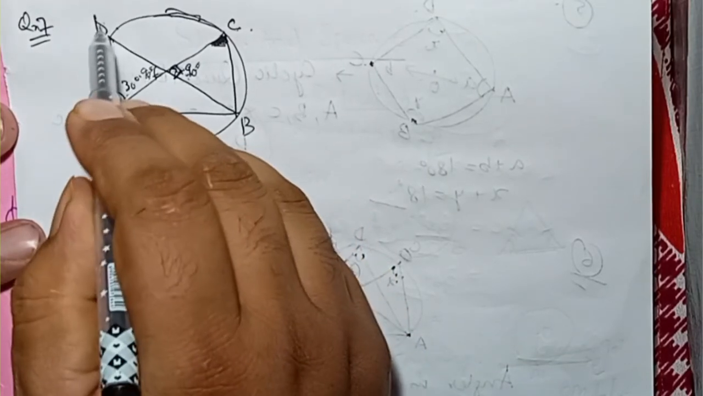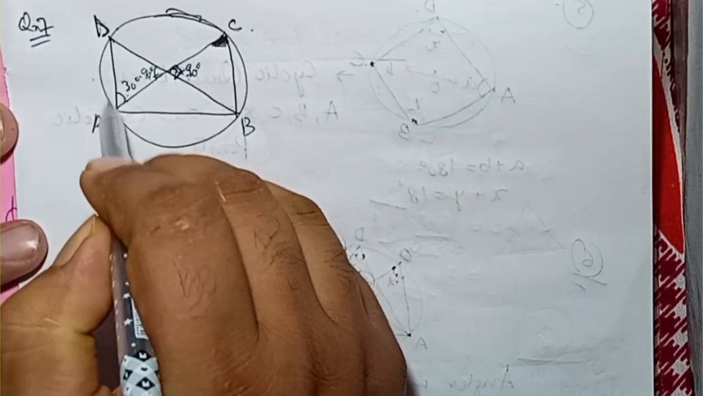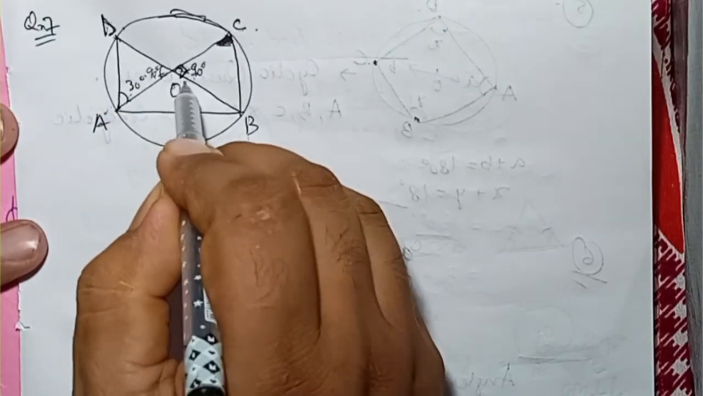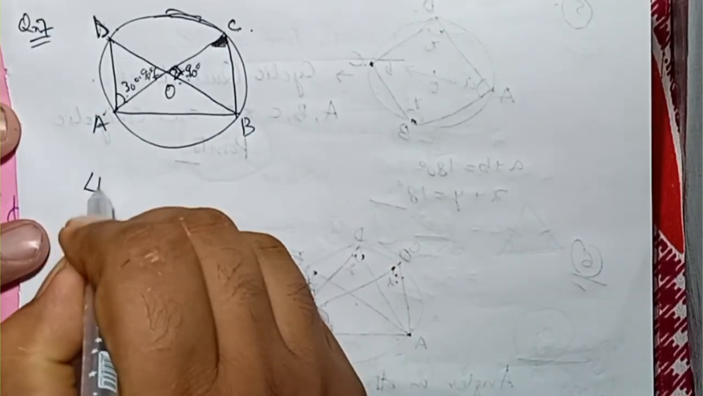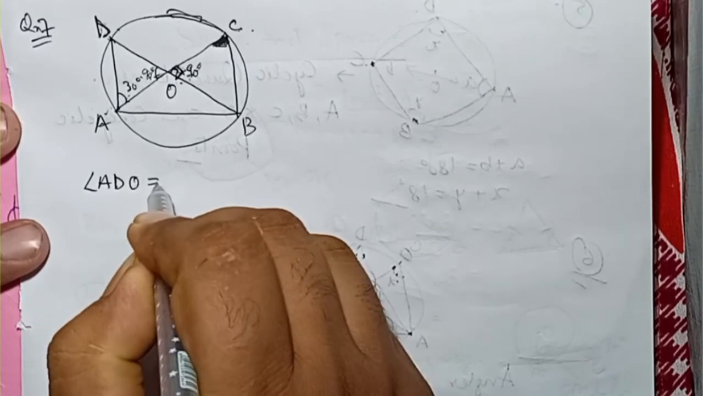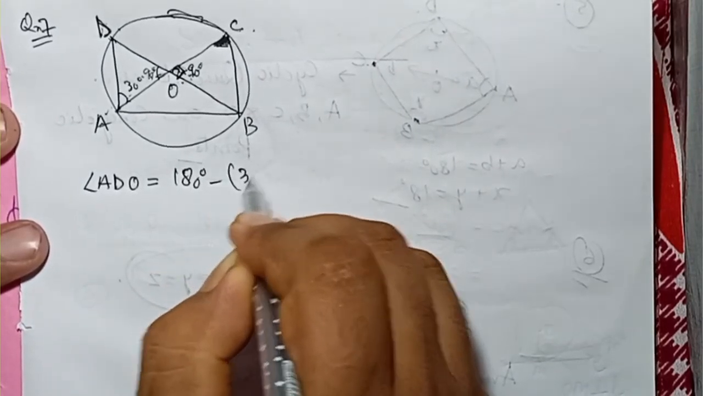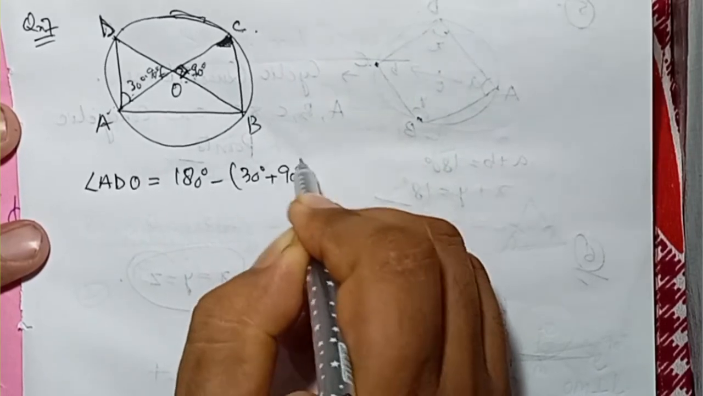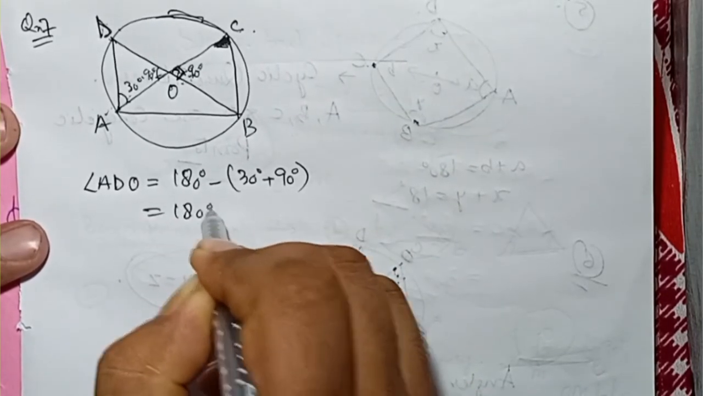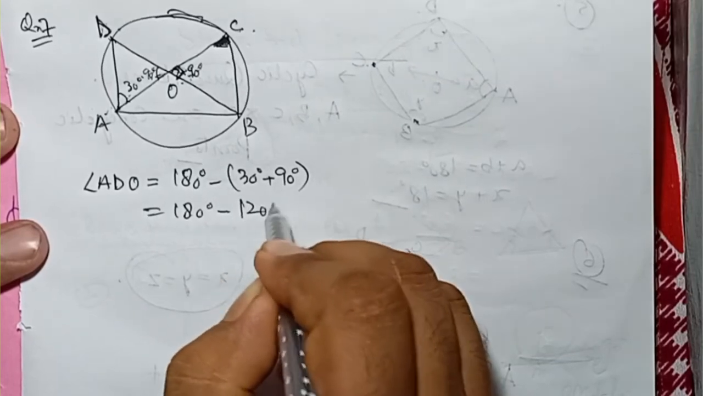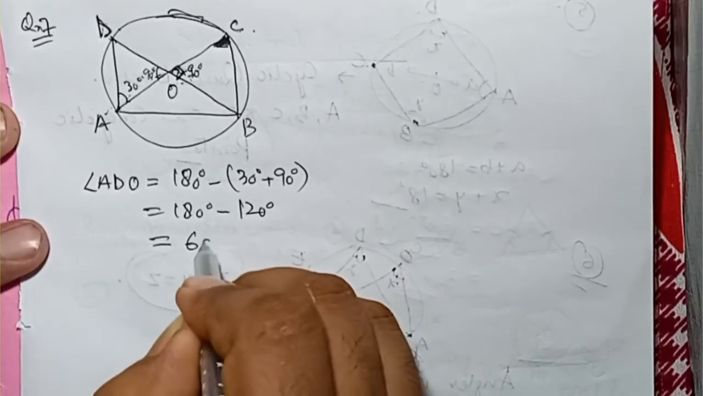So I will find this angle, AD, let it be O, angle ADO will be equal to 180 degree minus 30 degree plus 90 degree. That means 180 degree minus 120 degree, which is equal to 60 degree.